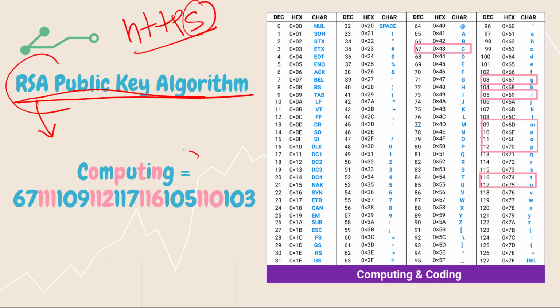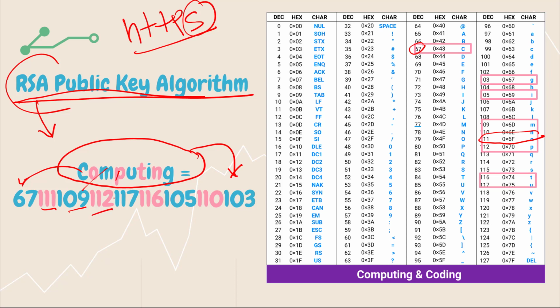So let's say I have this message and I want to send it to computing. First I need to change this text into a number format, so I need to map this text into numbers. I'm just using the ASCII character chart here. C is represented by 67, O is represented by 111, then M is 109, then P is 112, and this way you get this big number. So this big number is actually "computing" coded by using the ASCII chart.